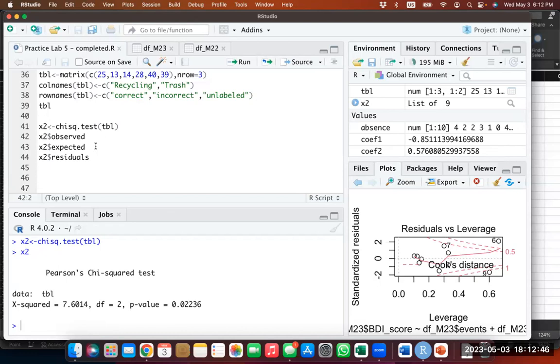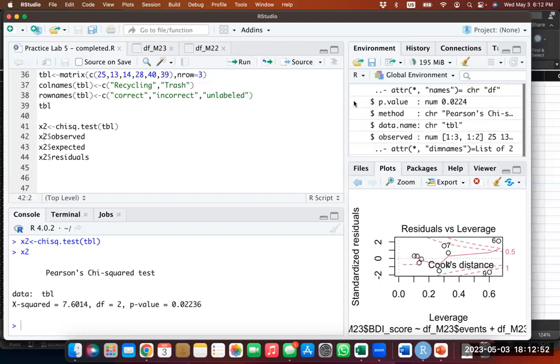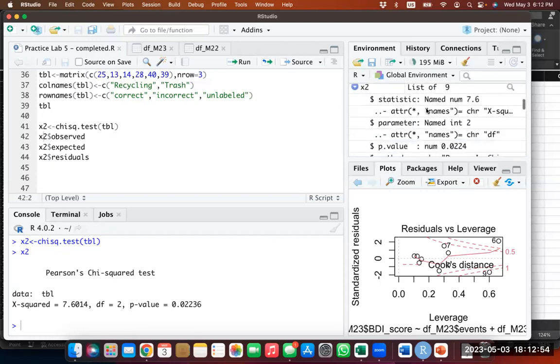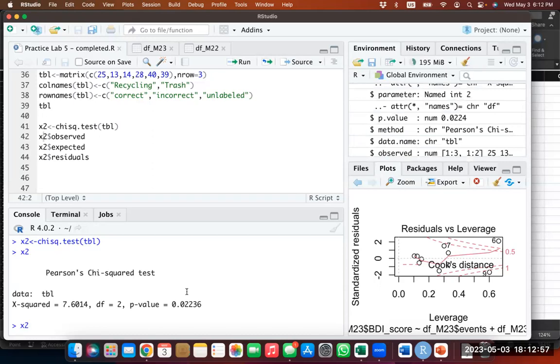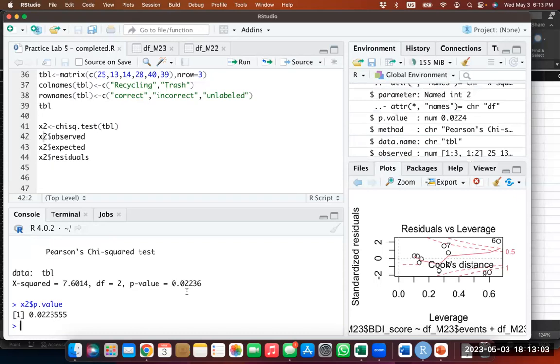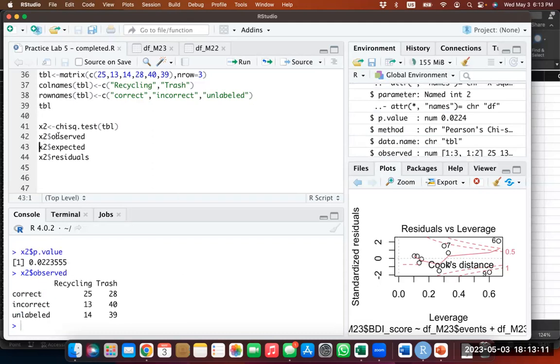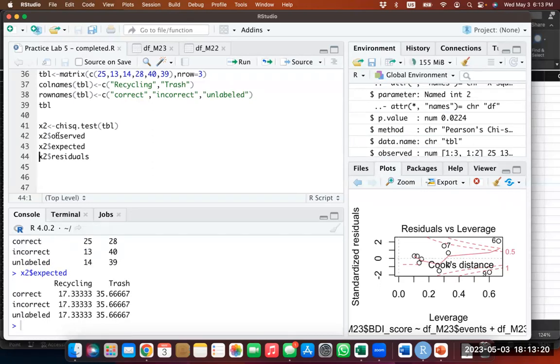What you can also do now is this x2 is essentially nothing else but an object. And this object contains various parameters. So we can enter x2 p-value, and it gives you the p-value. So you can transfer this p-value into a report. You can do with this p-value whatever you want to do with this p-value. You can now also query the observed, which are here 25, 13, 14, just like we have entered it in the raw table. x2 expected. This is now our expected count. In essence, in exactly the same format as we found in Excel.